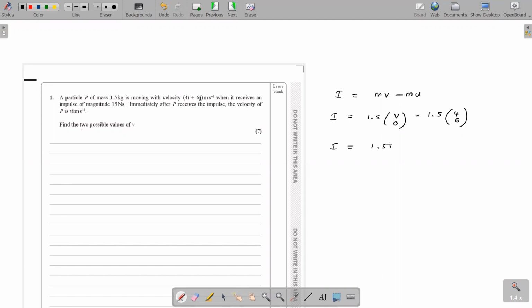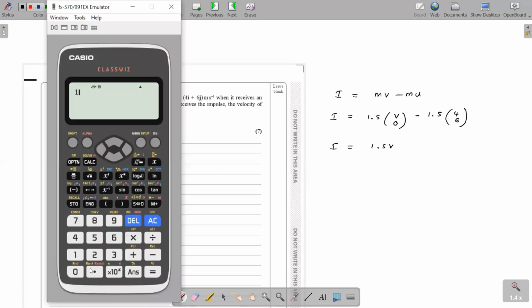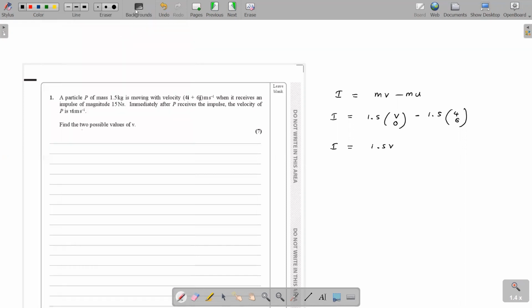So I get here 1.5 v. 1.5 into 4, what do we get? I get here 6, right? So 1.5 v minus 6. So this is the x component. The y component, what do we get? 1.5 into 0 is 0, minus 1.5 into 6 should give me minus 9. So these are my I components. Basically, I get I as (1.5 v minus 6)i minus 9j.